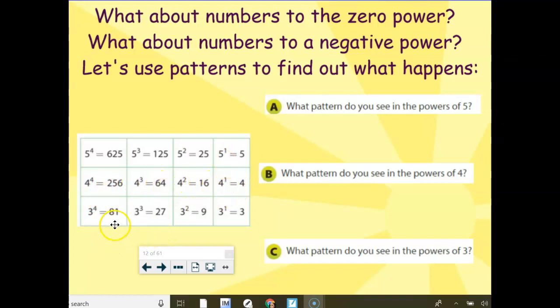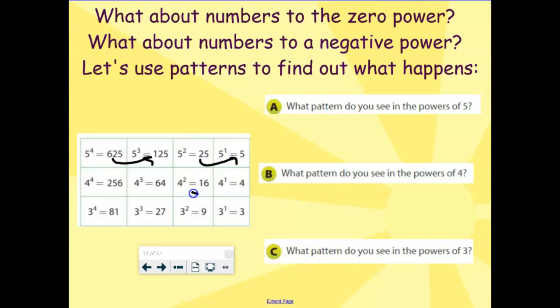And we can look at the 3s. Okay, everything looking good there. So how do we get from here to here? What's happening? Maybe that might be a little bit hard to see. So let's look here. How do we get from that 25 to that 5? How do we get from the 16 to the 4? How do we get from the 9 to the 3?